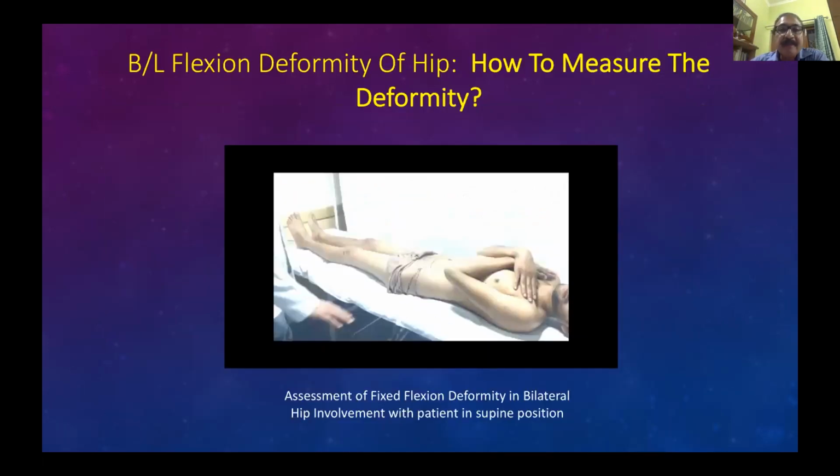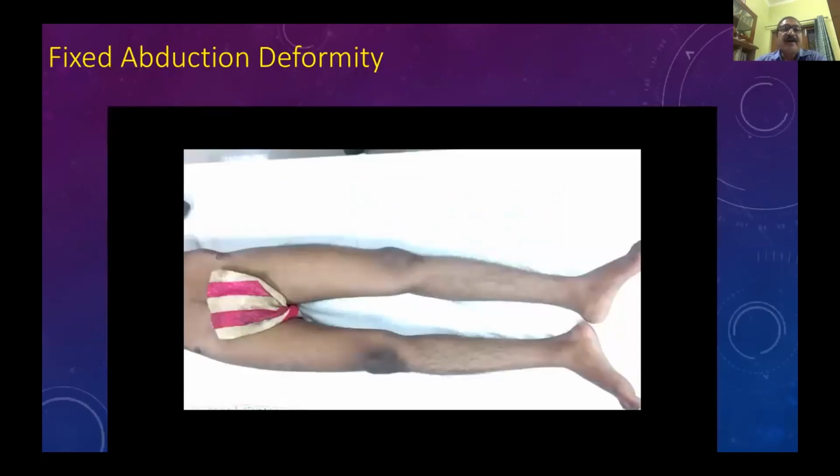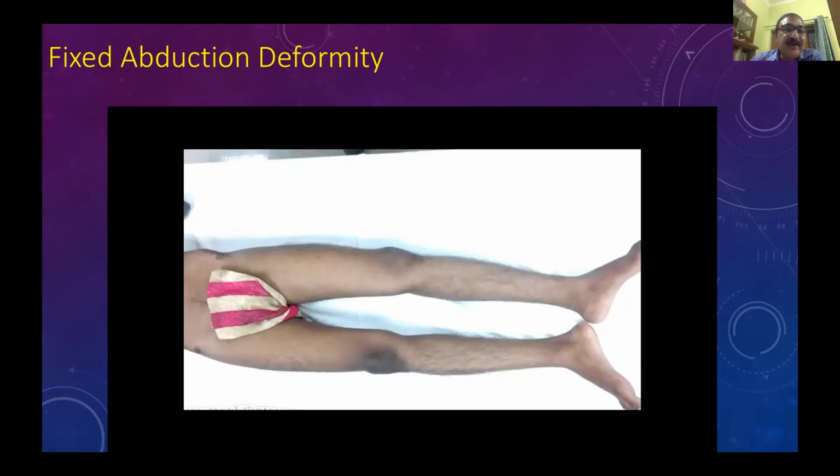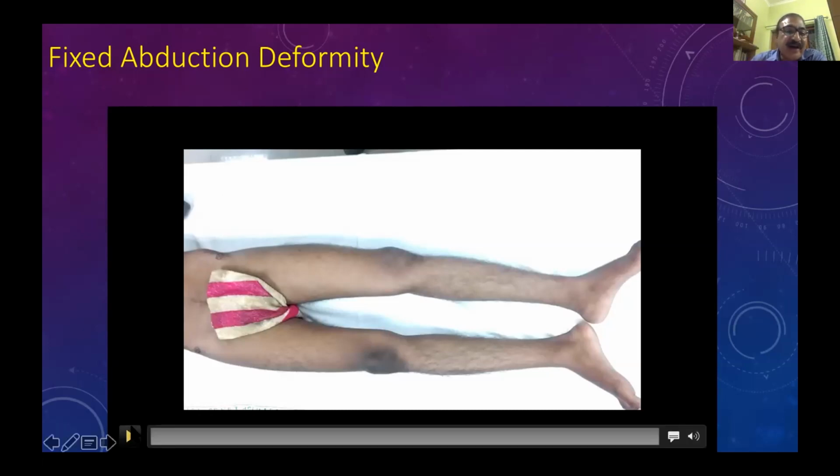Now, how do you measure a fixed abduction deformity? We are talking about deformities. We have seen how to measure fixed flexion deformity, what the normal range of flexion is beyond flexion deformity, and how to measure bilateral flexion deformity of the hip joint. Now we come to the adduction deformity. How do we measure it? As I told you earlier, we have to unmask the deformity. In a case of abduction deformity, unmasking is done in the manner shown.